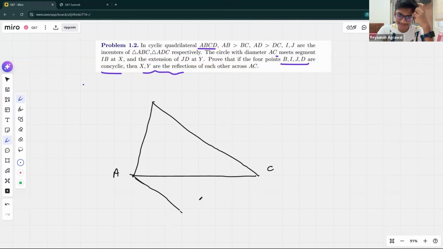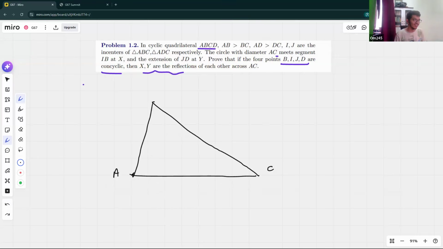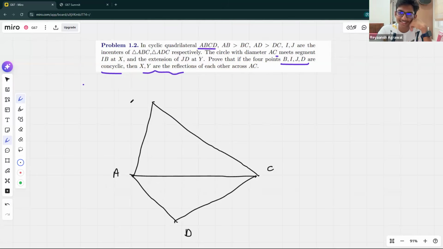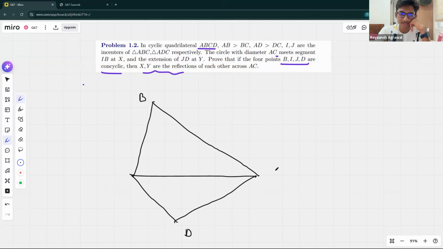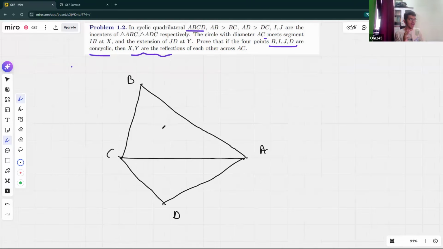Why don't you draw the circle first? Yes, there are two circles. Wait, okay. I don't like the labeling, but the diagram looks nice, so we trust that. Let me just draw the diagram. So first you have I somewhere here, and then we have J. It should go something like this. There's J, and now we have BIJD is cyclic.